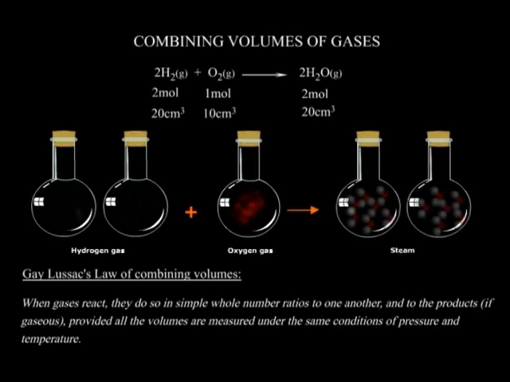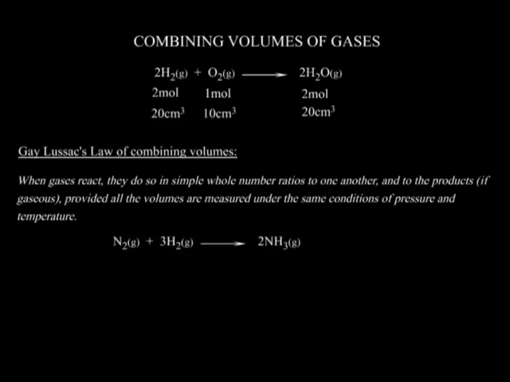In the same thinking, nitrogen and hydrogen form ammonia according to this equation. This equation is balanced. It means that 1 mole of nitrogen reacts with 3 moles of hydrogen to produce 2 moles of ammonia. Extrapolated into volumes, it means that 1 volume of nitrogen combines with 3 volumes of hydrogen to yield 2 volumes of ammonia.